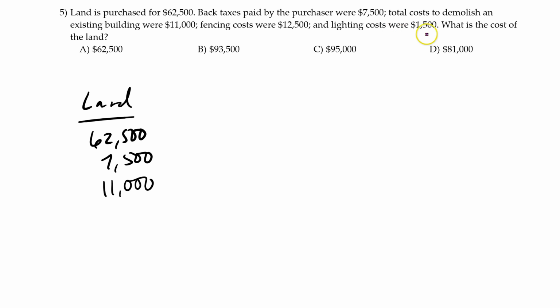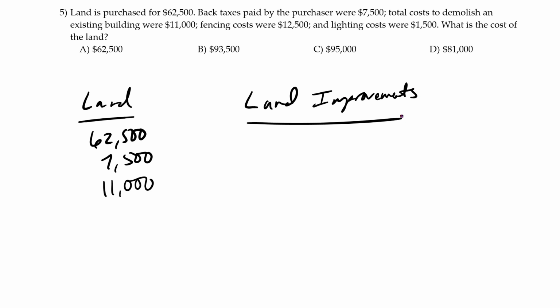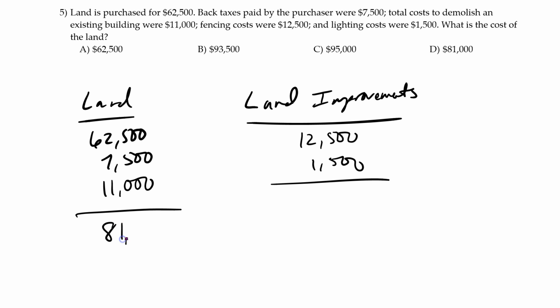Now we have two other costs here, fencing and lighting. And those are actually land improvements. So remember, land improvements are like land, except they don't have an indefinite life. The fence isn't going to last forever. The lighting isn't going to last forever. But the land is going to last forever, theoretically. So we add these up and we get the cost of land of $81,000, the land improvements of $14,000. So we've taken this pool of costs and we've allocated them into the right type of asset.